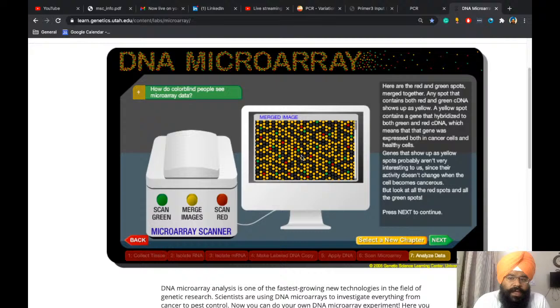Yellow spots are hybridized to both green and red complementary DNA, which means those genes are expressed in both cancer cells and healthy cells. Genes that show up as yellow spots probably aren't very interesting to us, since their activity doesn't change when the cell becomes cancerous. But look at the red spots and the green spots. We are more interested in the red and green spots. They are the more specific genes that we were interested in.